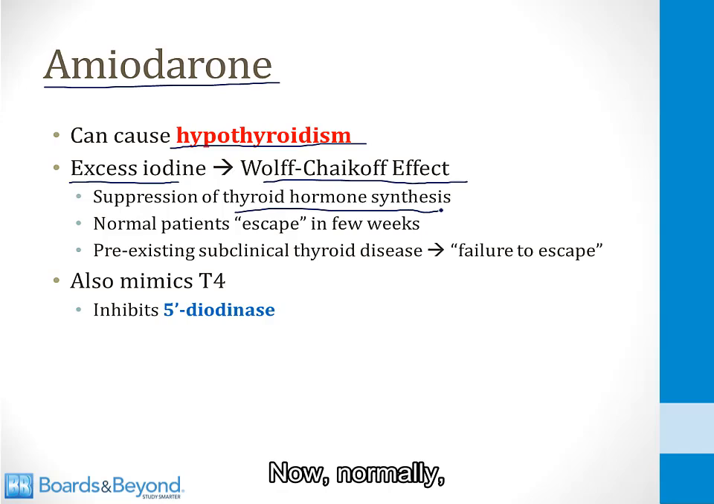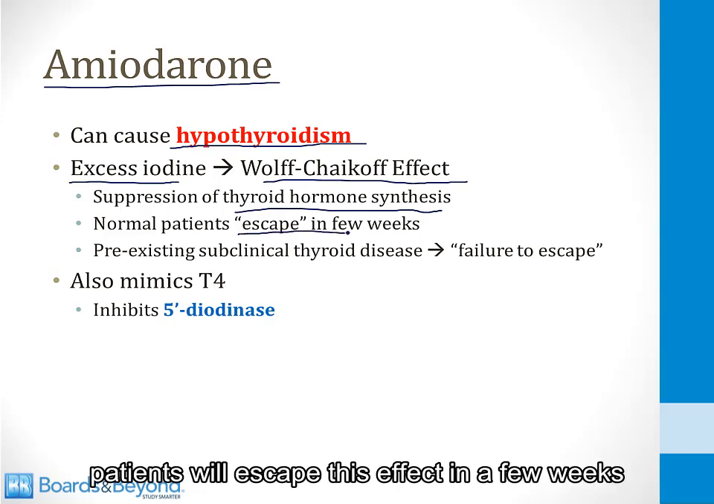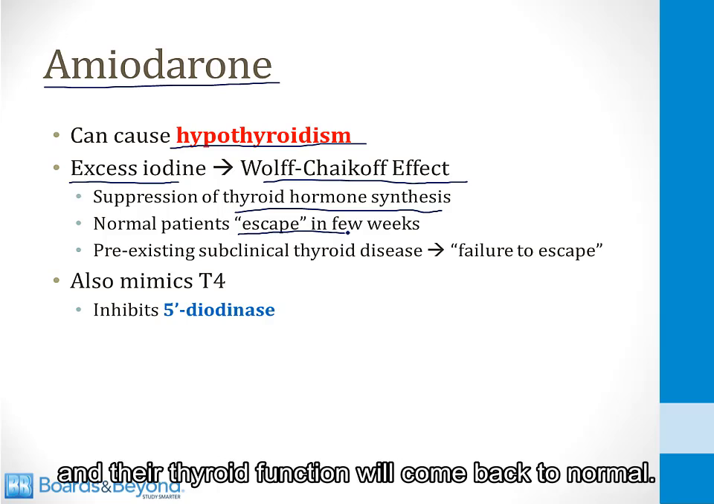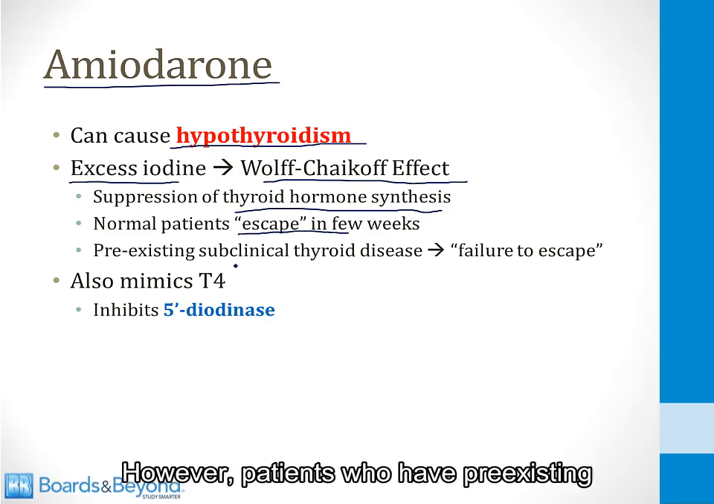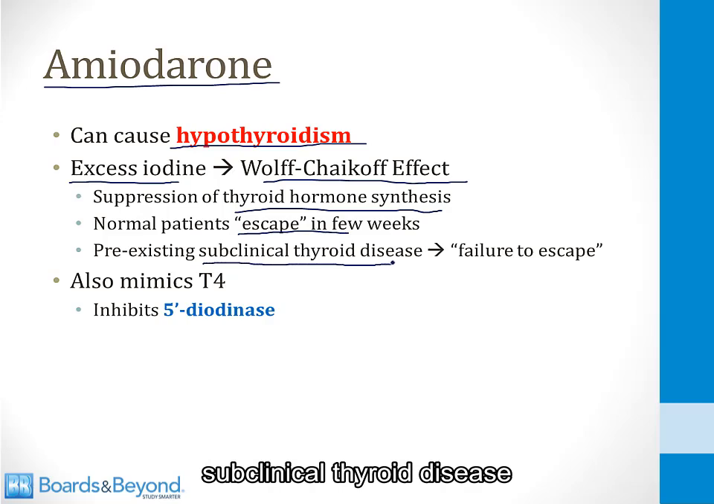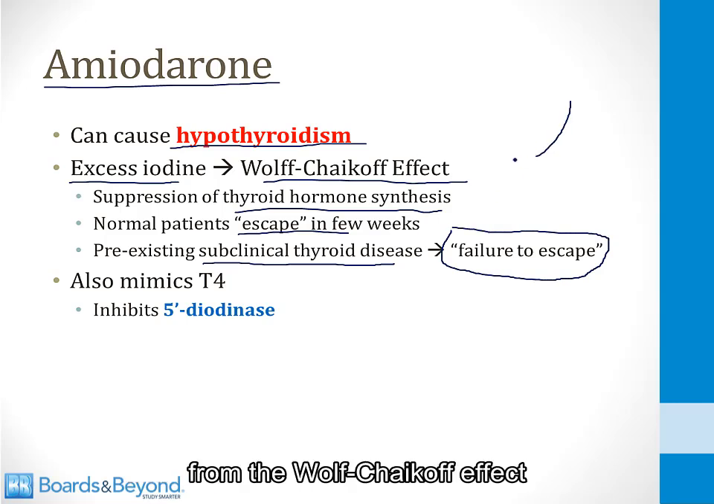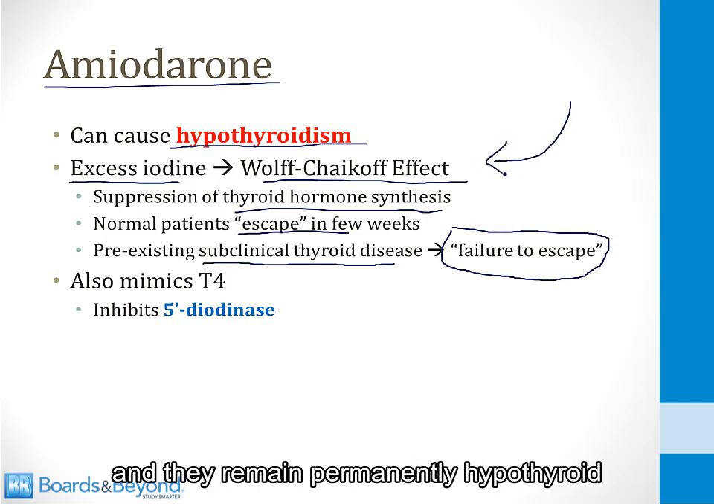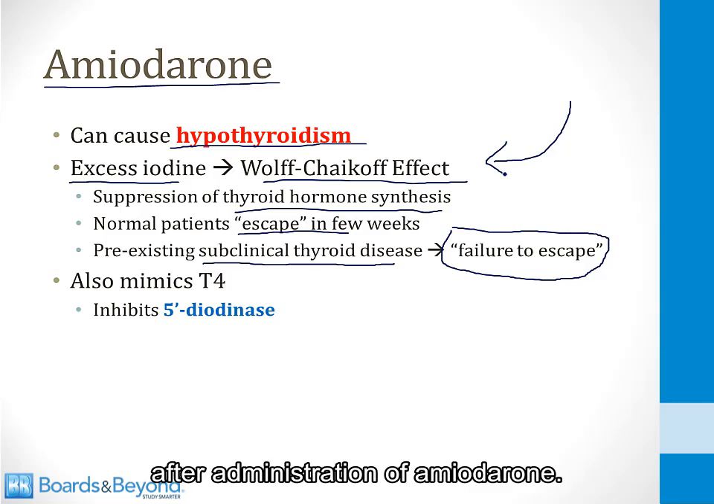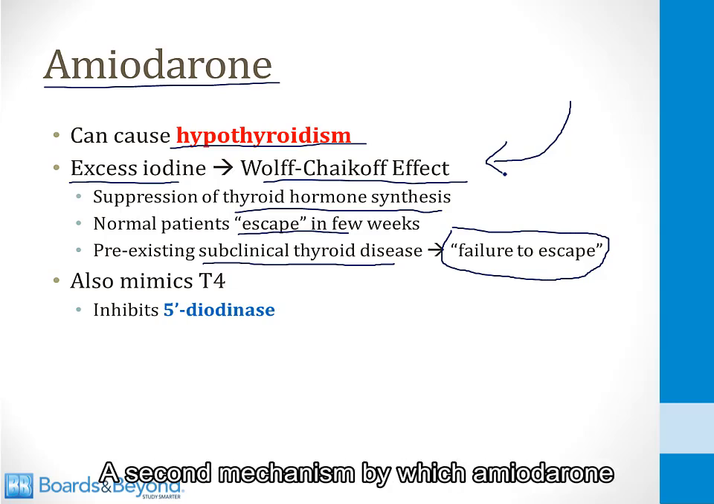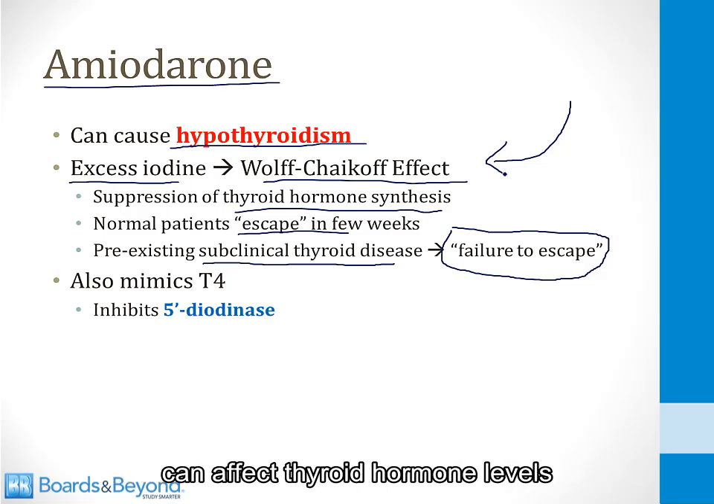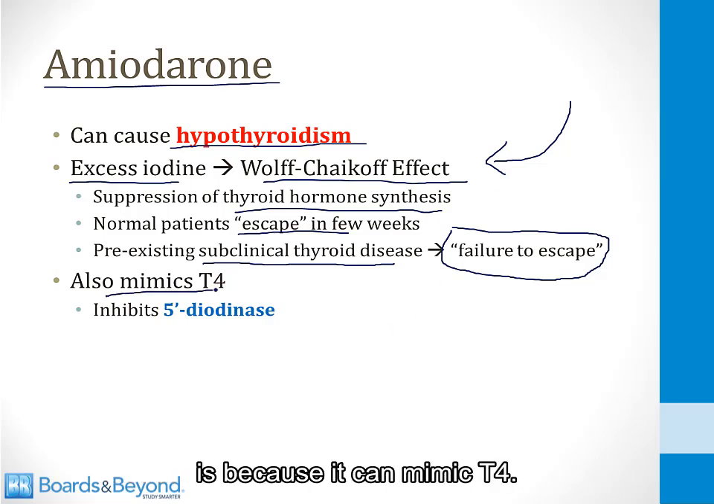Now, normally, patients will escape this effect in a few weeks and their thyroid function will come back to normal. However, patients who have pre-existing subclinical thyroid disease develop what's known as failure to escape, and they essentially never bounce back from the Wolff-Chaikoff effect and they remain permanently hypothyroid after administration of amiodarone. A second mechanism by which amiodarone can affect thyroid hormone levels is because it can mimic T4.